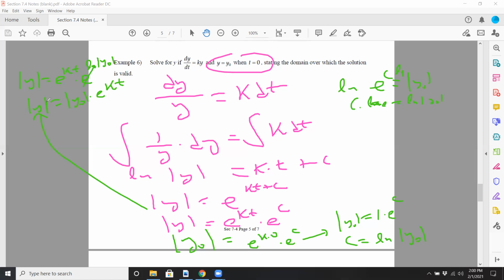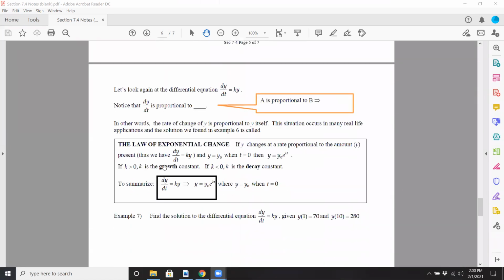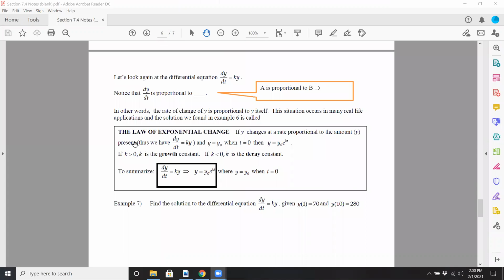T could be whatever. So your domain for t is going to be all real numbers. So t could be whatever you want. So that would be the solution to that differential equation. So it leads us to the next page. And this is something called the law of exponential change.